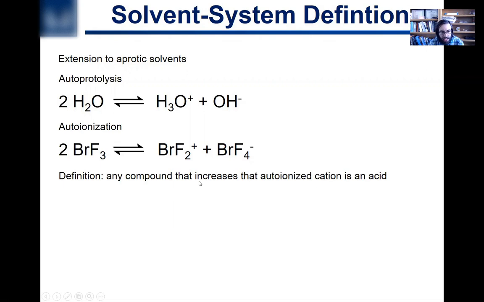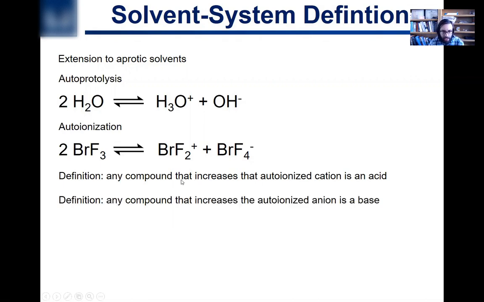So the definition here is any compound that increases the autoionized cation is an acid, okay? And any compound that increases the autoionized anion is a base. So here is the anion. Any compound that increases BrF4 minus in BrF3 solvent, BrF3 is a liquid, by the way, would be a base. And any compound that increases the autoionized cation, in this case BrF2 plus, would be an acid.